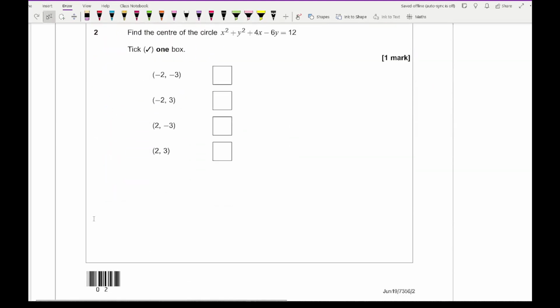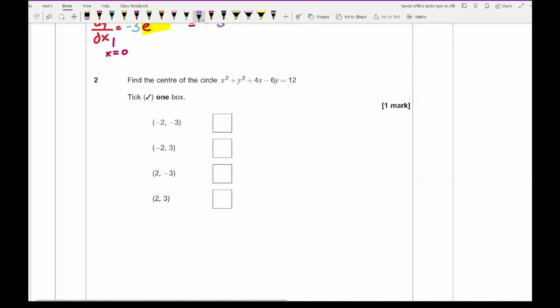It then says for question 2, find the centre of the circle x squared plus y squared plus 4x minus 6y equals 12. I want to tick the right box. So what we need to do is factorise the equation. Now if we factorise the pairs of x, so here we've got completing the square.